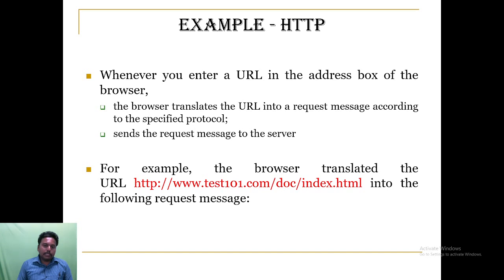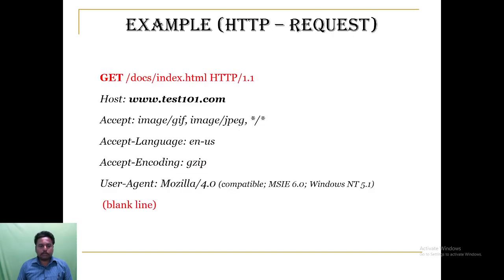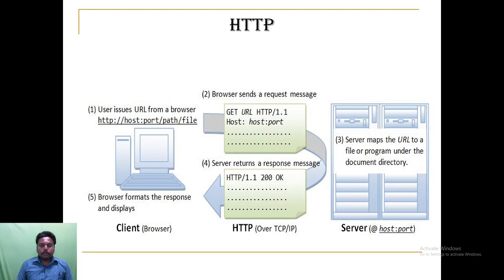For example, whenever you enter a URL in the address box, the browser translates the URL into a request message according to the specified protocol and sends the request message to the server. For example, the browser translates the URL http://test... into the following request message: GET /docs/index.html HTTP/1.1, with headers like Accept for images, language, and Accept-Encoding for zip files, and the host. This happens through the GET as well as the POST method, in four stages.